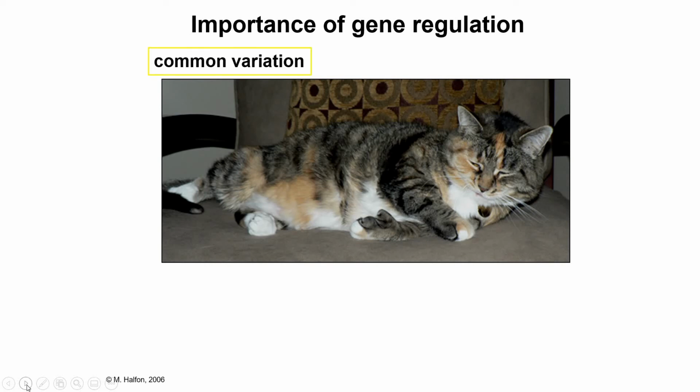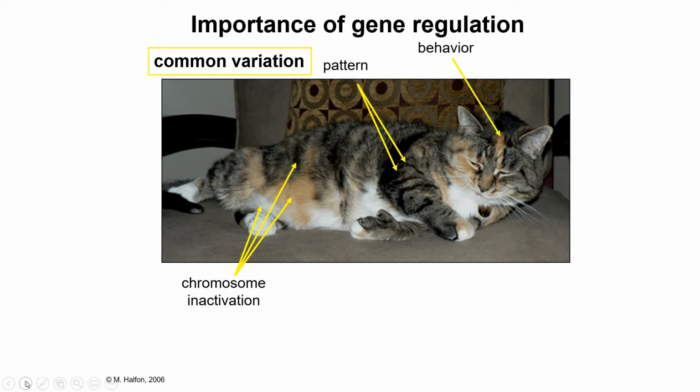Now, what is the importance of gene regulation? Let's see. The first type of importance has to do with common variation. For example, cats are supposed to have those patterns. Some chromosomes are activated in one part of it, some are deactivated, so that it's going to have different colors for its fur. And then behavior also, because different cats have different types of behaviors. Those dimensions of gene expression are also going to affect the metabolism of the resulting organism.